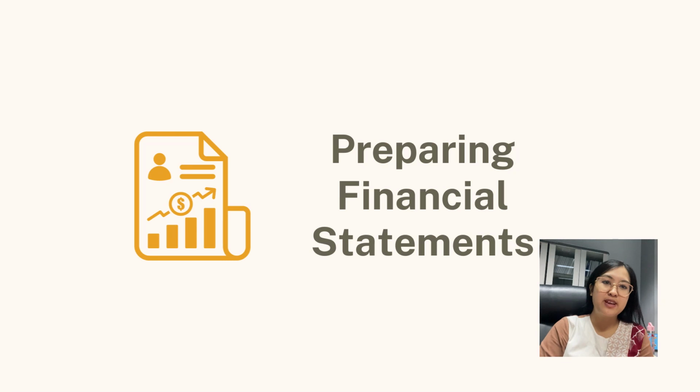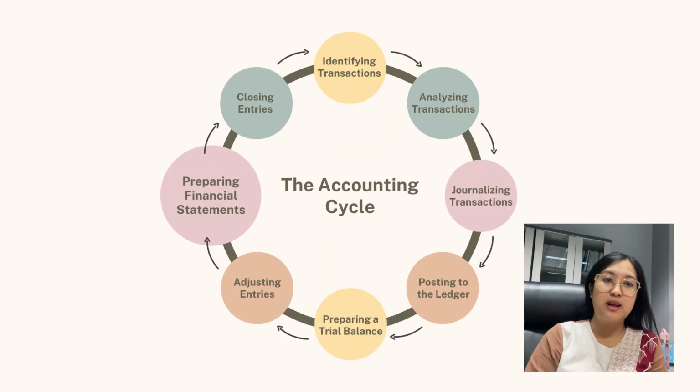Seventh, preparing financial statements. With the adjusted balances, the next step is to create the financial statements, including the income statement, balance sheet, and statement of cash flows. These statements summarize the financial performance and position of the business.